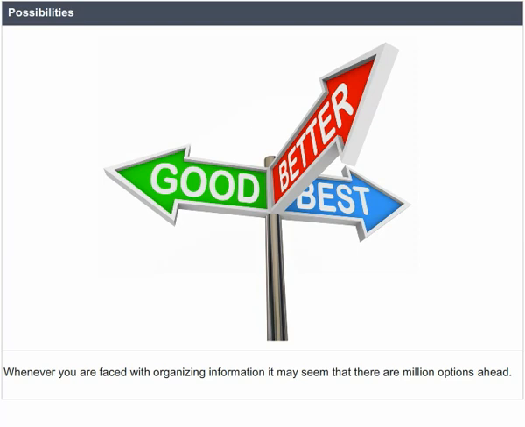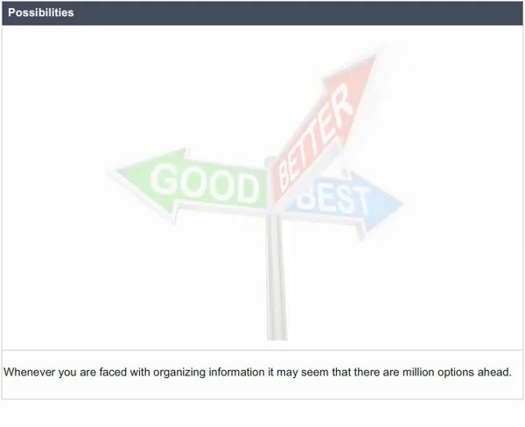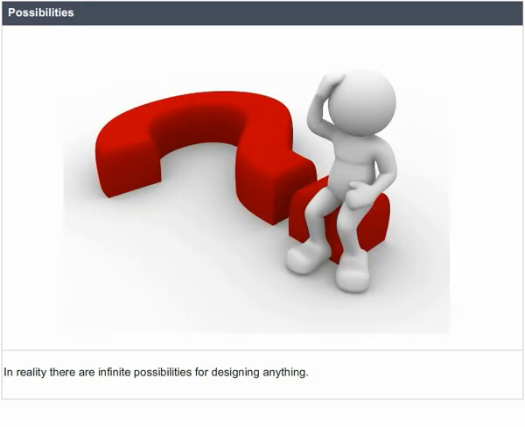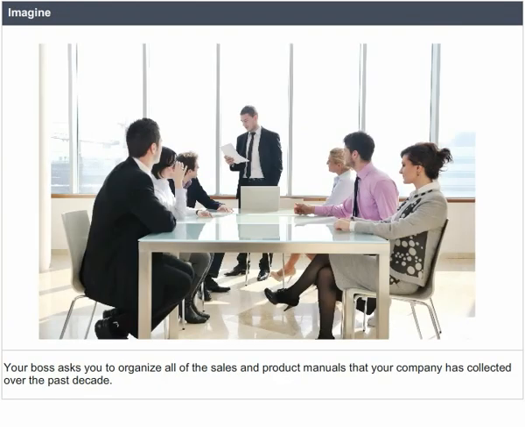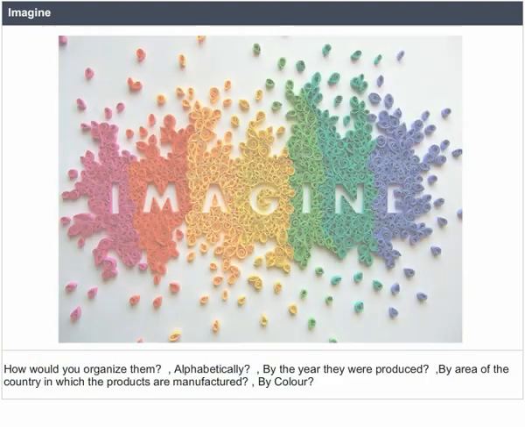Possibilities. Whenever you are faced with organizing information, it may seem that there are a million options ahead. In reality, there are infinite possibilities for designing anything. But when it comes to organizing information, there are only 5 ways to do it. Imagine your boss asks you to organize all of the sales and product manuals that your company has collected over the past decade. How would you organize them?